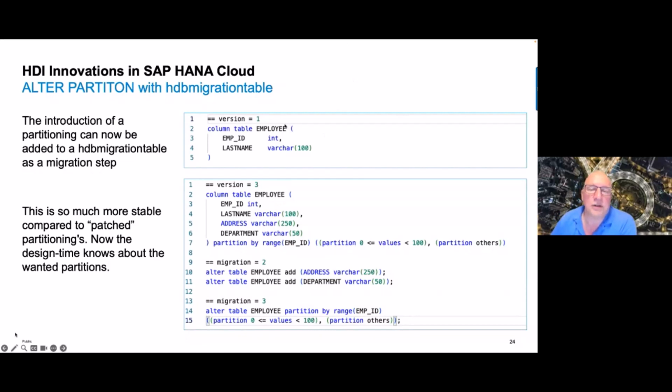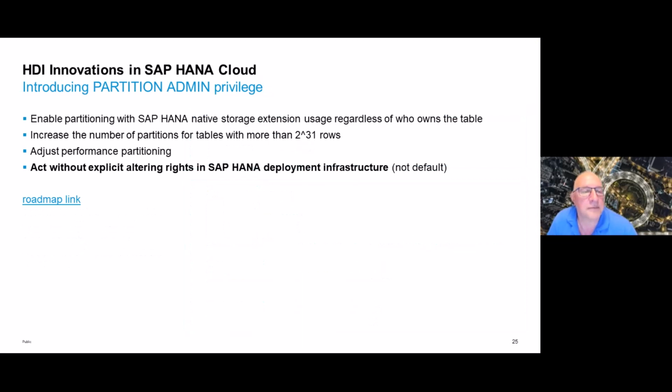You have a version of your employee here, version 1. Then you have some migration stuff with version 2, and then version 3 brings in the partitioning here. In our case, we had a range partition of employee IDs just as a sample. So while your table is already existing inside the HDI and HDB migration table, you can introduce repartitioning or partitioning of your tables.